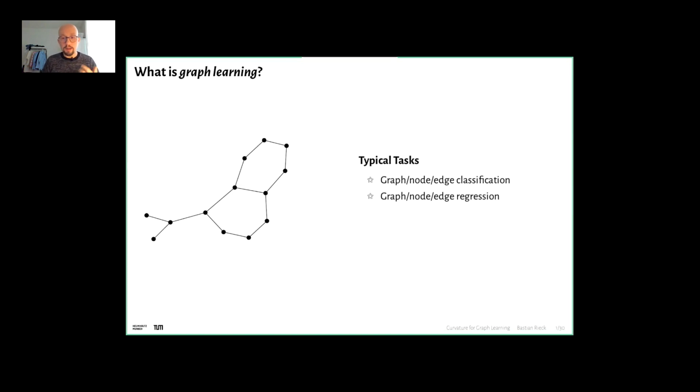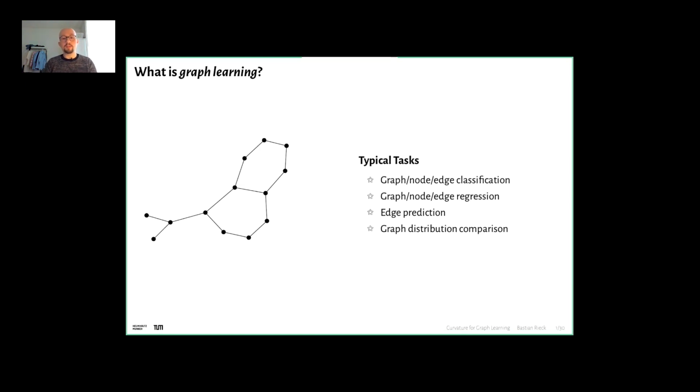There are also regression tasks for the same objects, so for graphs, nodes and edges respectively, with predicting a certain parameter or a certain property. For instance, the solubility of a molecule or the molecular mass. All of these things would be typical regression tasks. Then there's, of course, the edge, or sometimes also called link prediction task, where your goal is, given the graph, to predict new edges. So maybe people that should know each other in a social network, something like this.